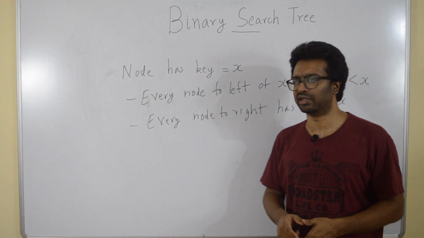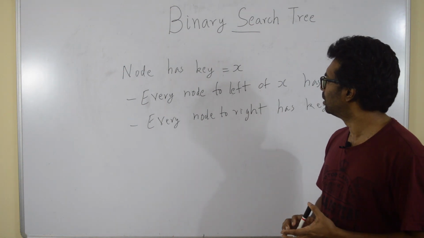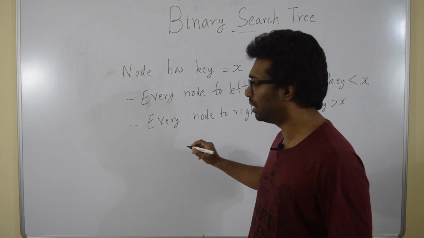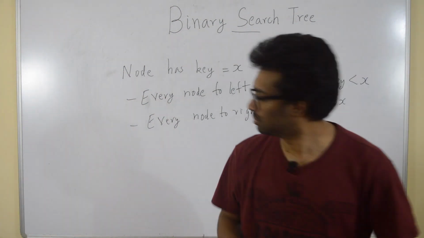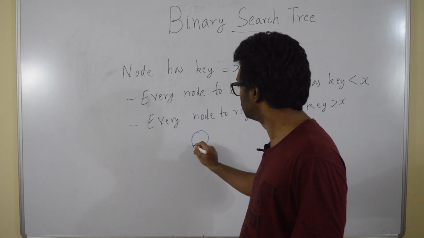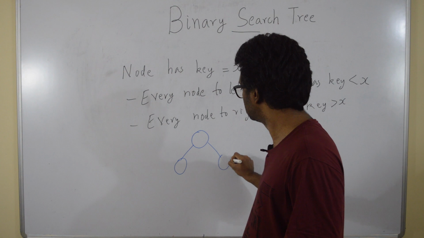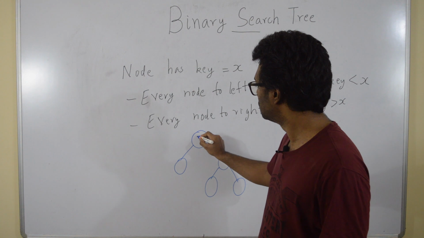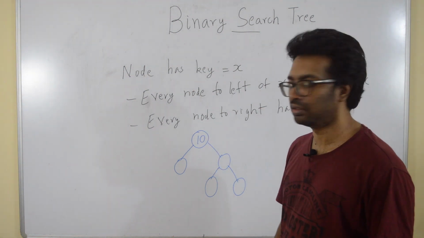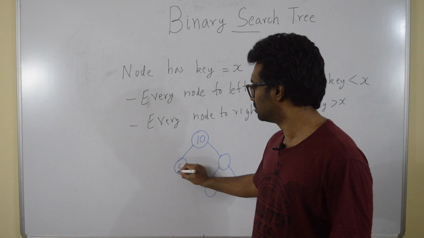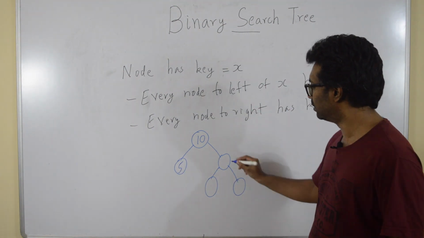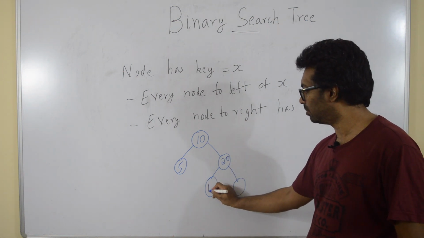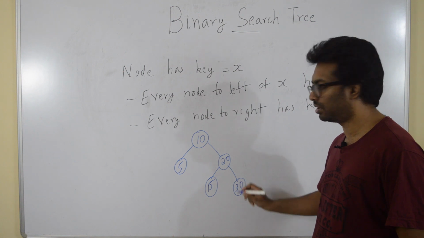Let's look at an example of a binary search tree. Now here is a binary search tree. So this is 10, this has to be less, so I'm going to write 5. This has to be greater. What about here? This has to be 15. This can be anything greater than 20.